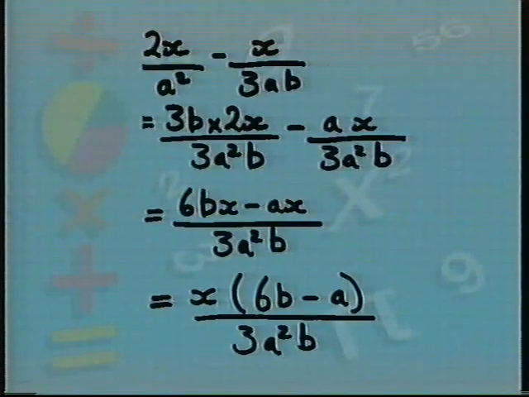Addition and subtraction are a bit more difficult because you have to make sure that the denominators are exactly the same. 2x over a squared minus x over 3ab. Let's make both denominators 3a squared b. So we have 3b multiplied by 2x over 3a squared b minus ax over 3a squared b. Now subtract them to give 6bx minus ax over 3a squared b. Again, don't forget to factorise the answer if that's possible. So we have x times (6b minus a) all over 3a squared b.